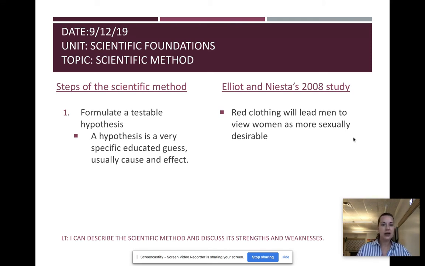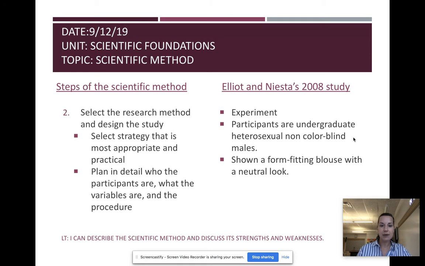Okay, so back to our scientific method. The second step is to select your research method. We'll go into depth about those next week, and to design the study itself. So we need to make sure that the type of research method that we're selecting is appropriate to the question we're trying to answer.